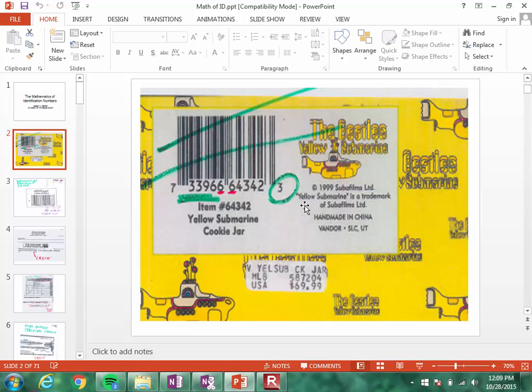Because maybe some really expensive item would come up and you'd just be charged $169.99 for, I don't know, the whole Sgt. Pepper's Lonely Hearts Club Band costumes kit or something. I don't know, something that's way more expensive. So it's a way to make sure things are checked and you don't have lots of errors.